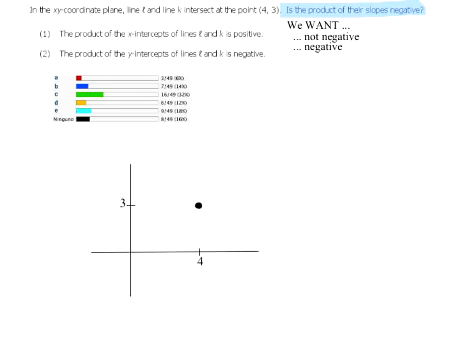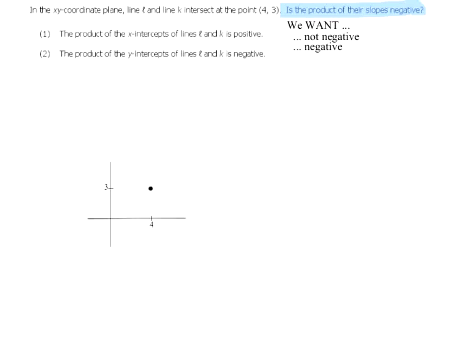So let's look at statement 1. The product of the x-intercepts is positive. So this means either you have two positive x-intercepts or you have two negative ones.